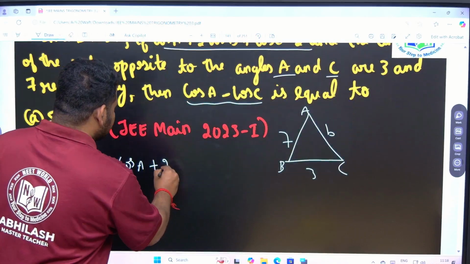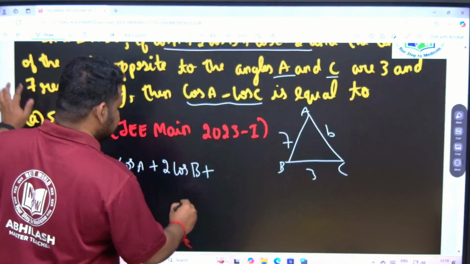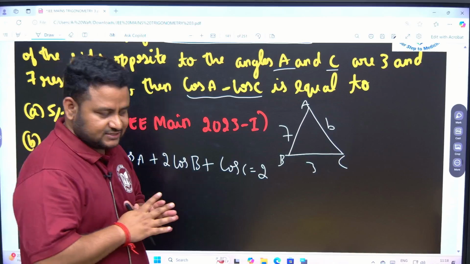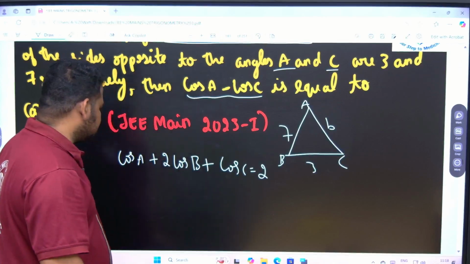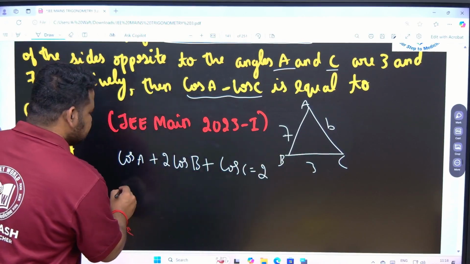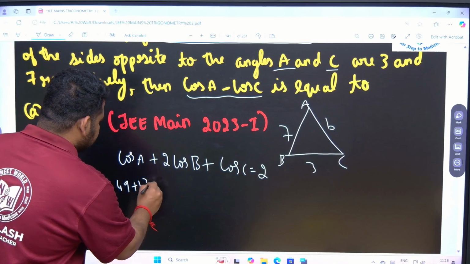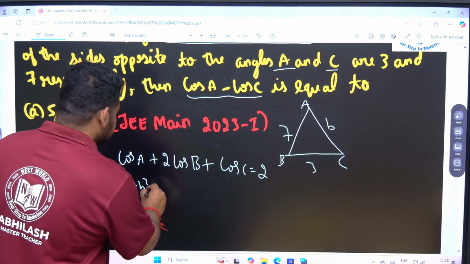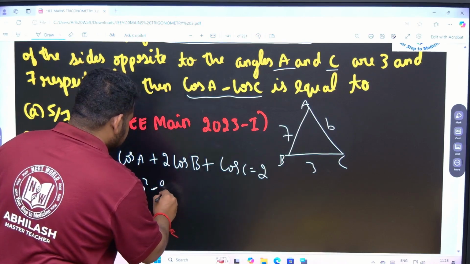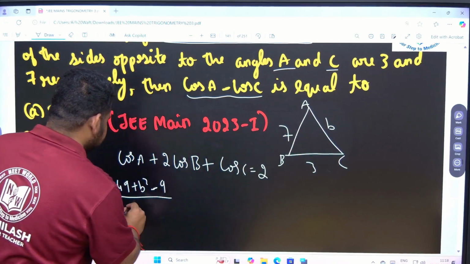Cos A plus 2 cos B plus cos C is equal to 2. Now how to do this? Cos A is nothing but 7 square, that is 49, plus b square, minus this 3 square, that is 9, divided by 2 times 7 into b. 2 times 7 into b is 14b.